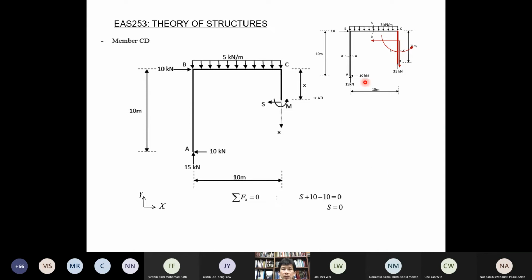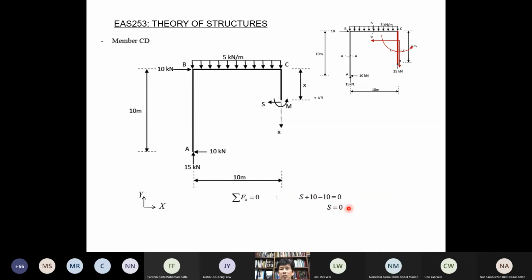Next is the final section. We cut through here, then we separate the frame into two. So we make use of this consistently, like what we have done for the other two cuts. We make use of the section before the cut, this large section here. Then if we take X and Y again, the same coordinate axis, S is now in the X direction. So make use of the equilibrium equation of forces in the X direction to get S.